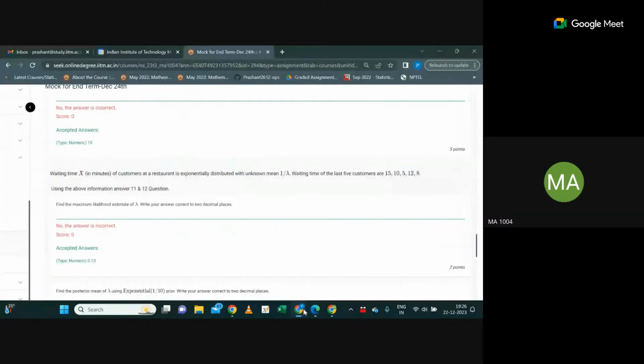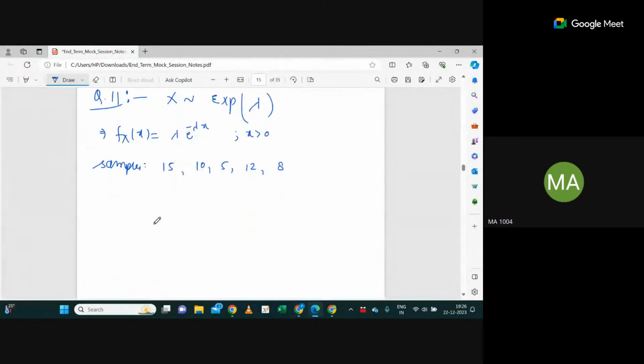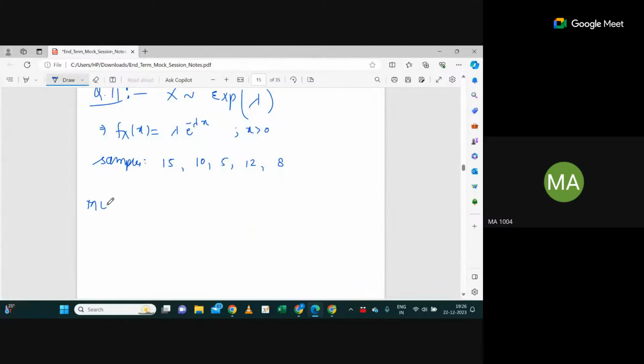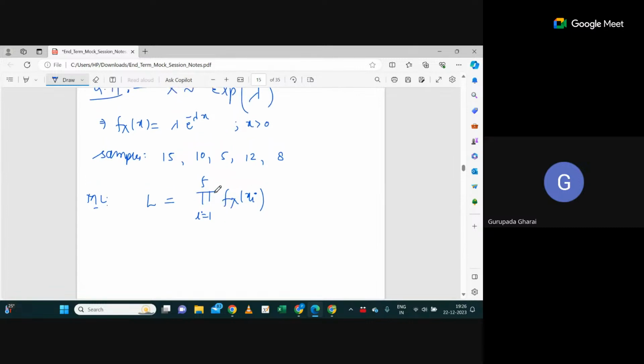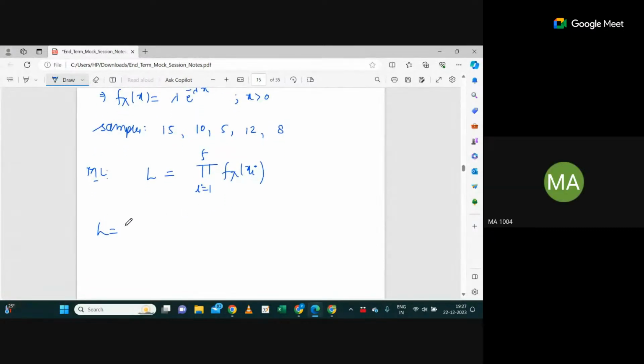The question asks us to find the maximum likelihood estimate, so we have to find the likelihood. Likelihood is the product of all f of xi. How many samples do we have? 5, so lambda to the power 5. Let's do it in a proper way: f of x1 into f of x2 into f of x3 into f of x4 into f of x5. This is what we do while calculating the likelihood function.